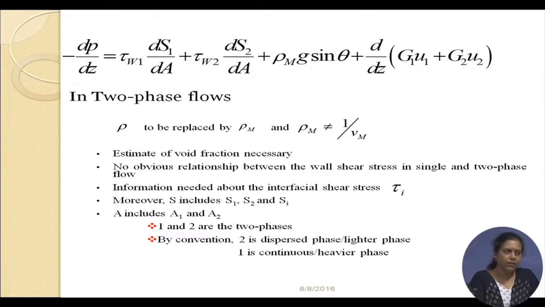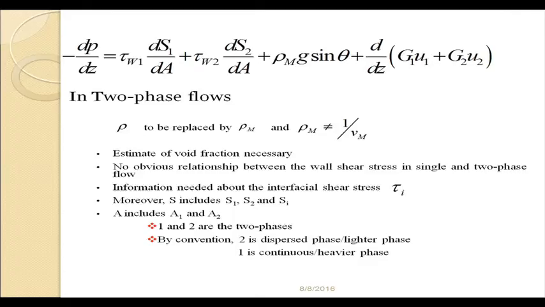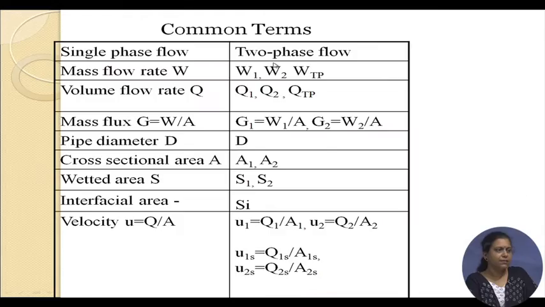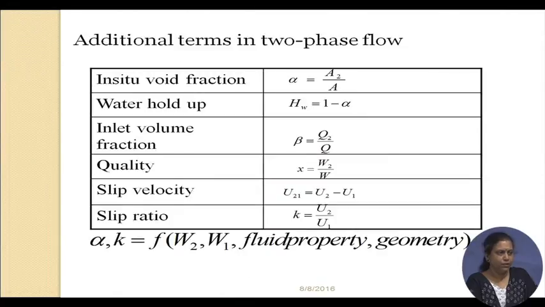Why? Number one, the two phases can distribute in a large number of ways, and unless we know the distribution, we cannot find out tau W1, tau W2, or S1, S2. And again, depending upon the distribution, the void fraction is going to be decided, and unless we know the void fraction, we cannot find rho TP or rho m. So, this suggests why two phase flow becomes much more difficult as compared to single phase flows.